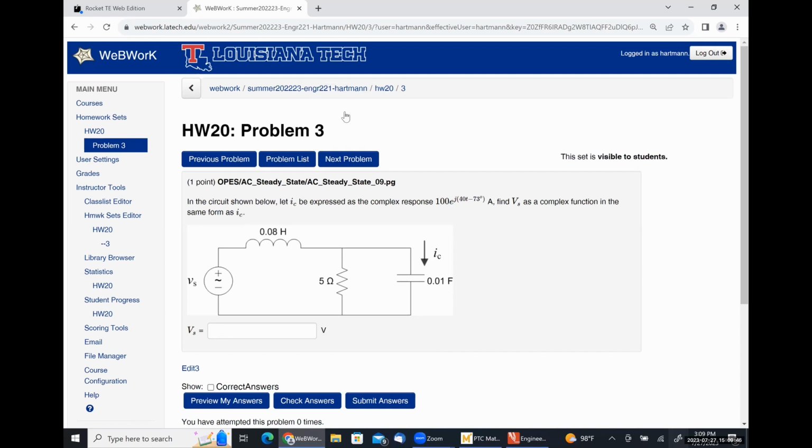This one right here is trying to throw you for a loop, because you're told that the current is an exponential form complex number. You can literally treat this exponential form complex number as a polar form complex phasor, so 100 angle negative 73 degrees, and then do everything like we've done previously. When you're finding Vs, it's expecting it to be this form. So whatever polar complex number you get, you would just have Vm e to the j 40t minus theta v.